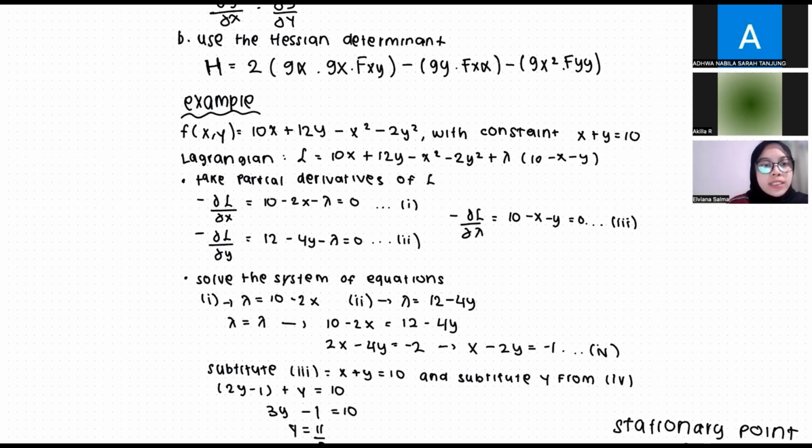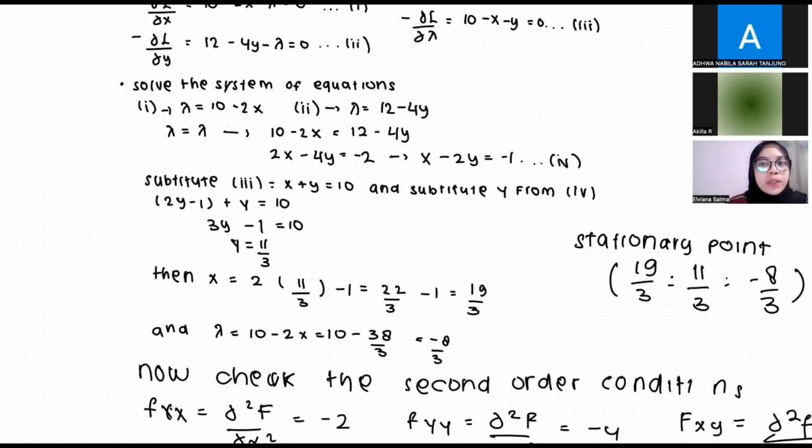Next, solve the system of equations. From equations 1 and 2, we can express lambda. Lambda equals 10 minus 2x equals 12 minus 4y. Solve this to find x and y. We also use the constraint x plus y equals 10. From solving, we get y equals 11 over 3, x is 19 over 3, and lambda is negative 8 over 3. So the stationary point is 19 over 3 and 11 over 3.